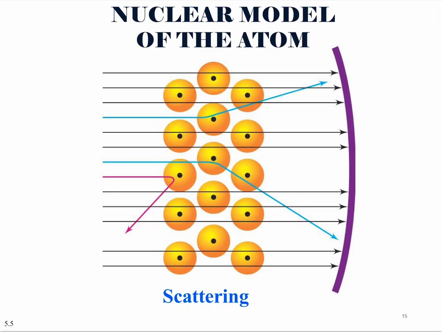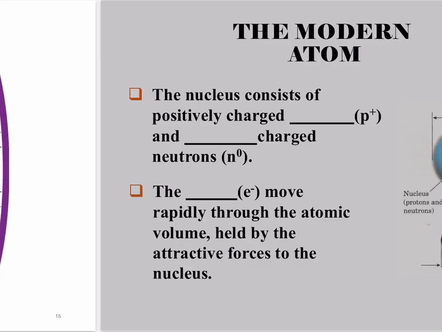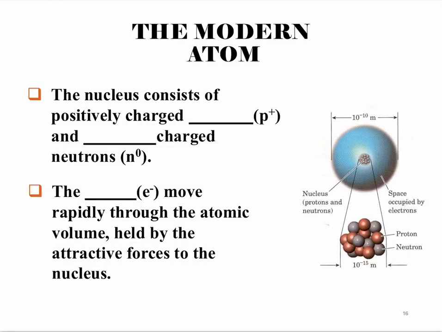It's very dense because most of the time when we're shooting it with this radiation, most of the alpha particles are going directly through. And so the model of the atom was then changed to what we call the modern structure of the atom, which is that the nucleus is going to be composed of positively charged protons in a very dense core, right?